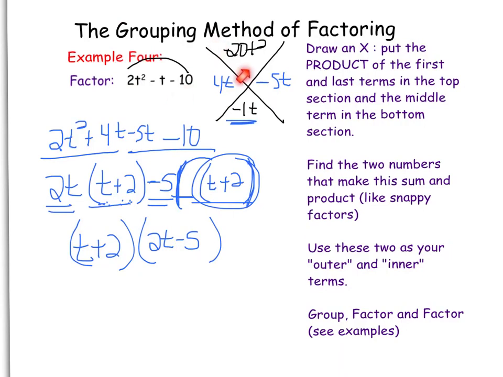So you draw your x, you put the product of the first and last, you put the middle term, you find what two numbers multiply to this and add to this. You use those as your middle term, you group, and you see what you can factor out, and sometimes you have to factor out a negative. I know on your assignment you have to do that a lot. Okay? Let me know if you have questions.